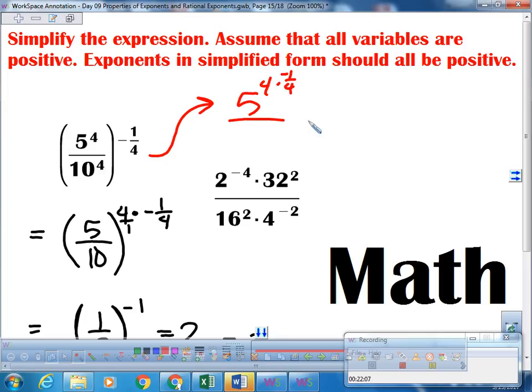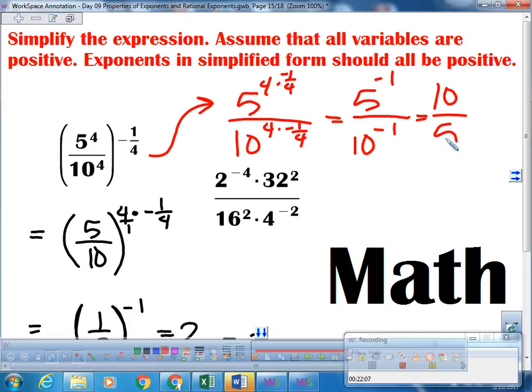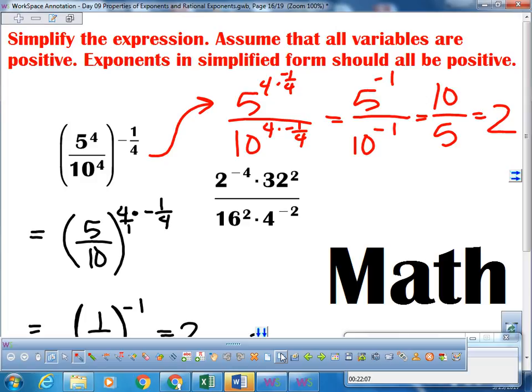That would have been 5 to the 4th times -1/4, right? Over 10 to the 4th times -1/4. Which equals, 4 times -1/4 is 5 to the -1. And this is going to be 10 to the negative 1. They both switch places, which is 10 over 5, which is 2. Right, there's multiple ways to do it. Whatever's easier for you, whatever you see. You're going to have a different strategy than me, but as long as you're using exponent rules, it's fine. Let's go to this one. I'm going to duplicate the page and then erase some of this. That way you guys still have this, okay?